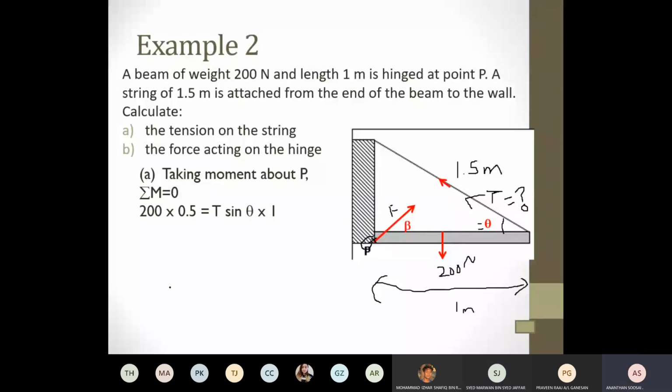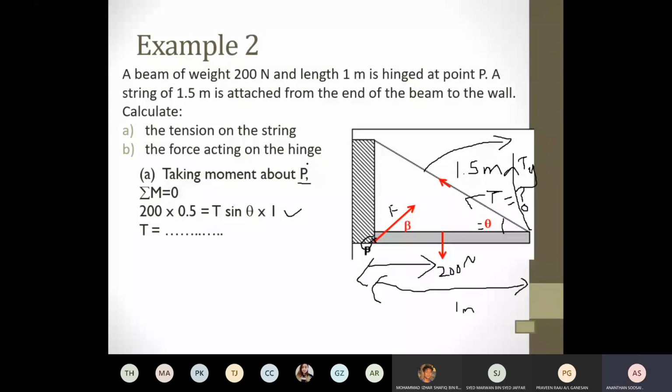So taking moment about P: 200 times 0.5, this distance, because we are taking moment about P, equals T sine theta times 1. We have to resolve the tension to get its vertical component, Ty, which is T sine theta. So this is the equation you should get by taking moment about P. Something new here is that the tension has to be resolved vertically, because it's diagonal. Then you can find the T.